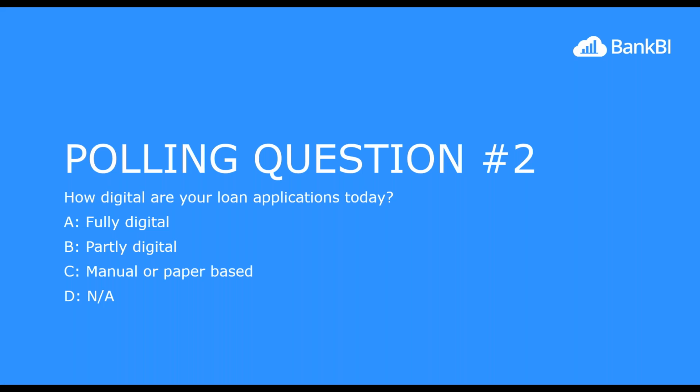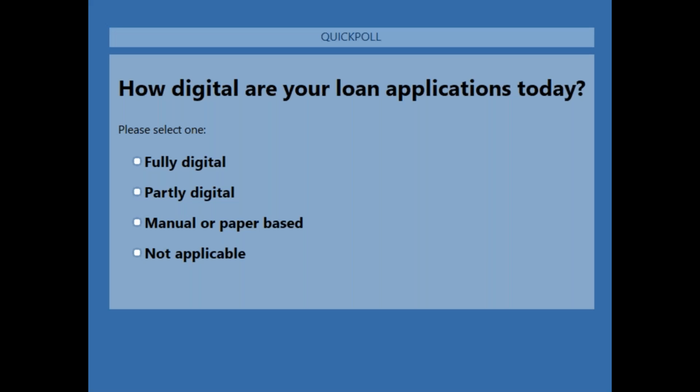So I think with that now, I'd like to go into our second polling question. In this case, the question is to assess how digital your loan applications are today. If you're fully digital, that's A. If you're partly, then that's B. Or if you're manual or paper-based, that's C. And again, if you're not in a financial institution or it's not applicable to you, then that's D. If you bear with me, I'm just going to be launching the poll now. That should be appearing on your screens. I'll give you a few moments now to make your choices.